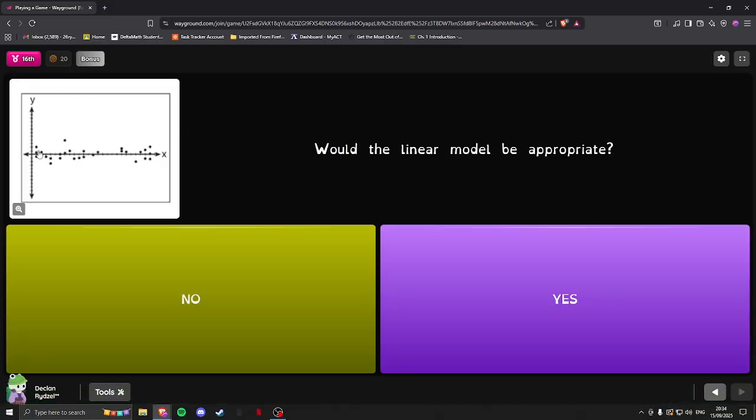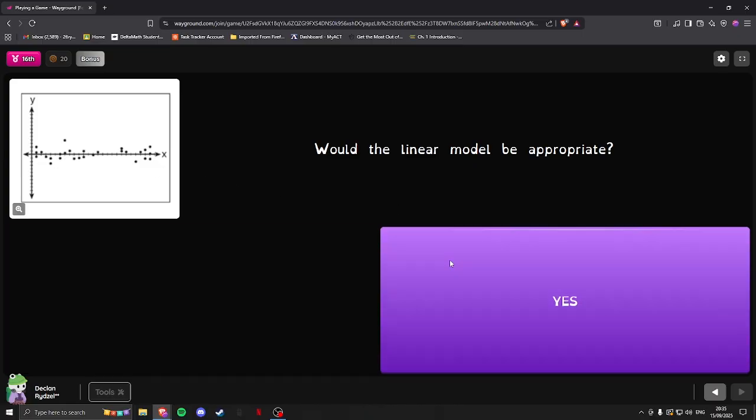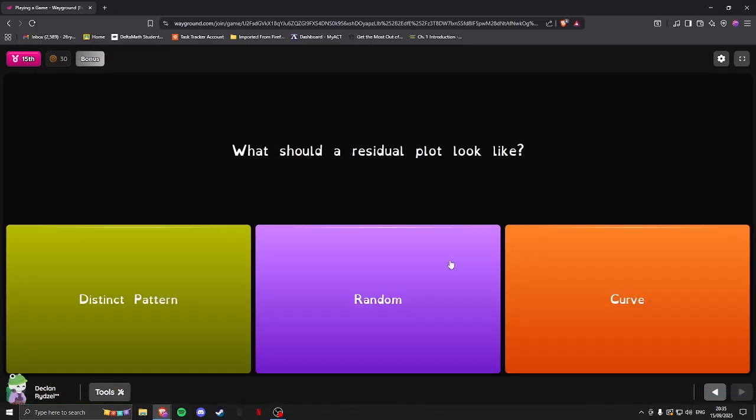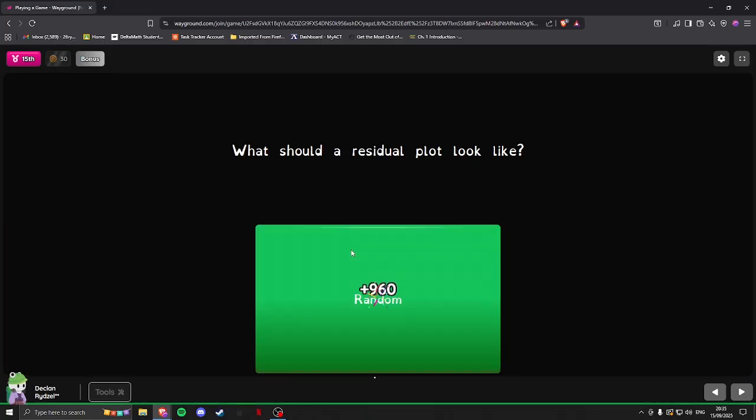This residual plot shows a regression model that is good because all of the dots are fairly close to zero and there's no pattern. They are all randomly distributed. So yes, it's good. What should a residual plot look like? It should be random, as I've said.